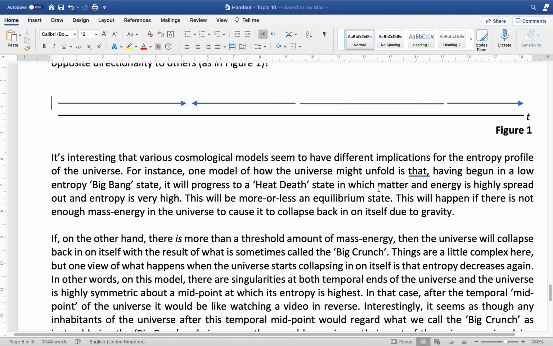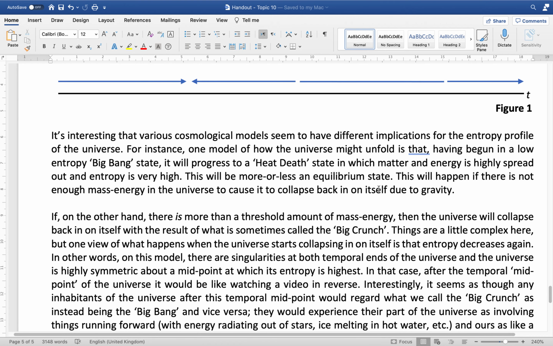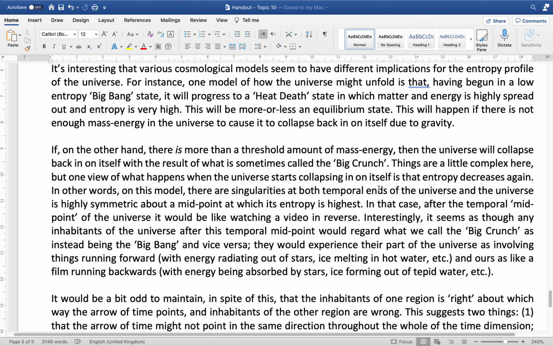So, some models of the universe on which there is more than a certain threshold amount of mass energy lead not to a heat death, but rather to a big crunch. So the universe collapses back in on itself, and then again a singularity occurs, the big crunch, which is kind of the opposite of the Big Bang.